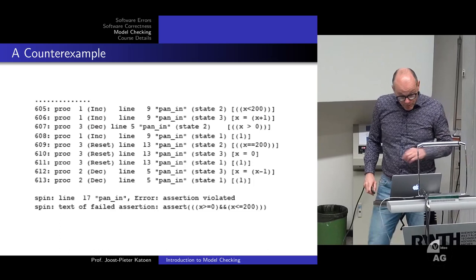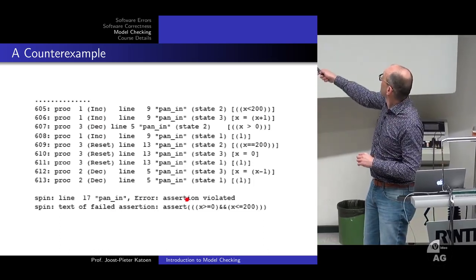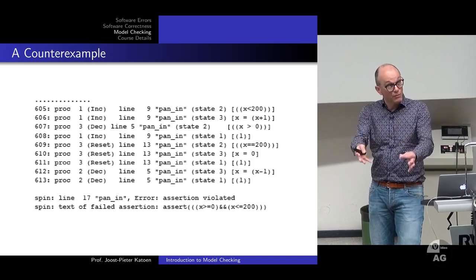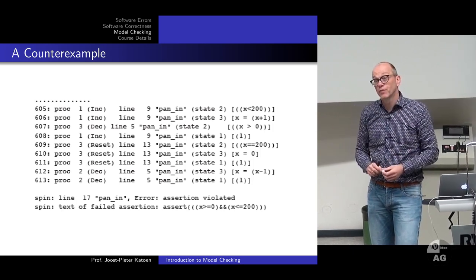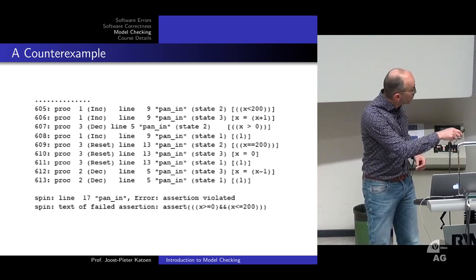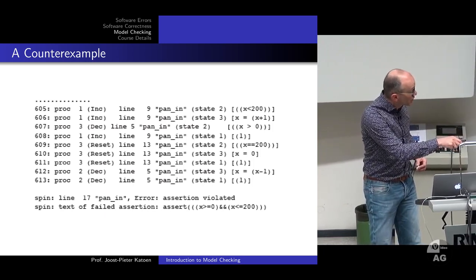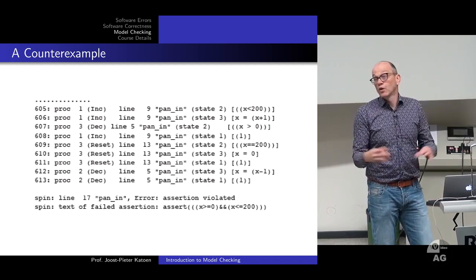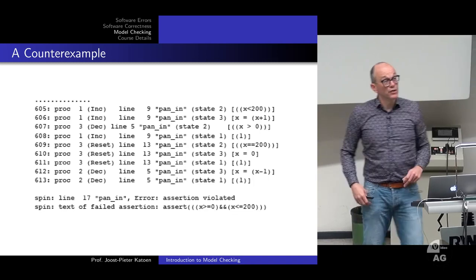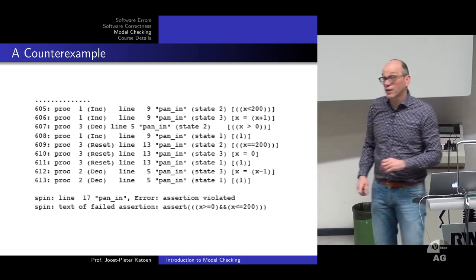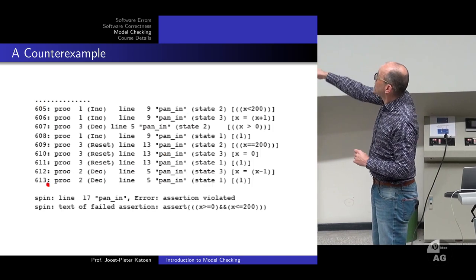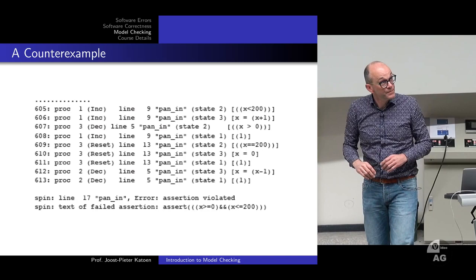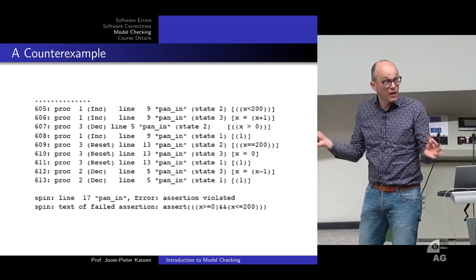Spin says error, assertion violated. Good. This means the model that we put into the model checker violates this assertion, which means this monitor has found a state where x is not between these bounds. Good, that's good to know. Now you would like to know why. As already pointed out, this is exactly the scenario that the model checker generates. It needed a couple of steps, some 600 steps, to find this scenario, but it did this completely automated.